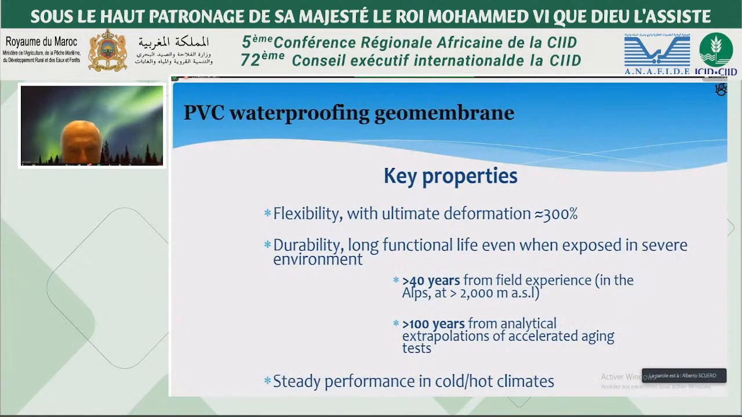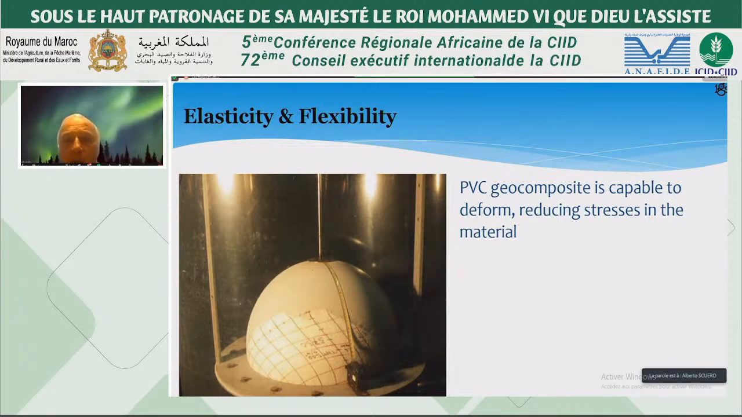Key properties of a geocomposite are flexibility, with the ultimate deformation in the range of 300%, and durability, long functional life even when exposed in severe environment: more than 40 years from field experience in the Alps at 2,000 meters elevation, or more than 100 years from analytical extrapolation of accelerated aging tests. And they have a steady performance in cold and hot climates. PVC geocomposite is capable of deforming, reducing stresses in the material. We can see the elasticity and the flexibility.